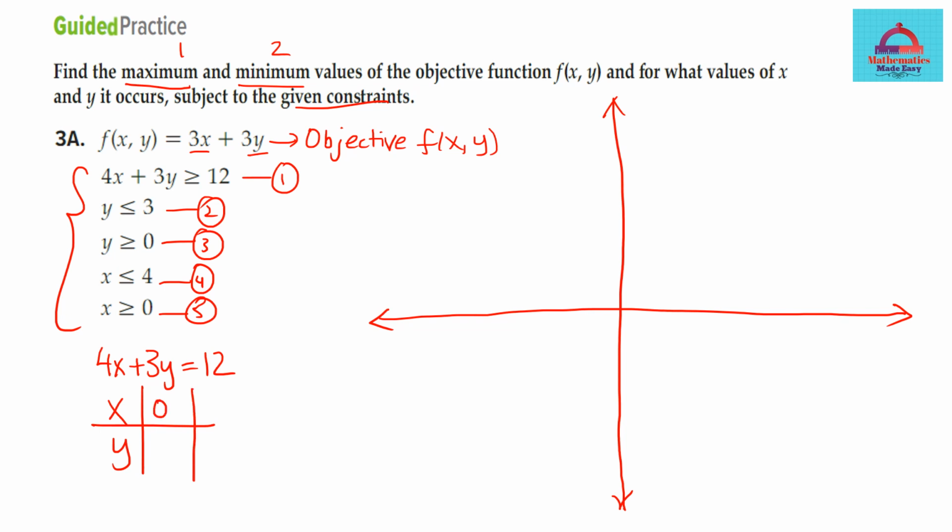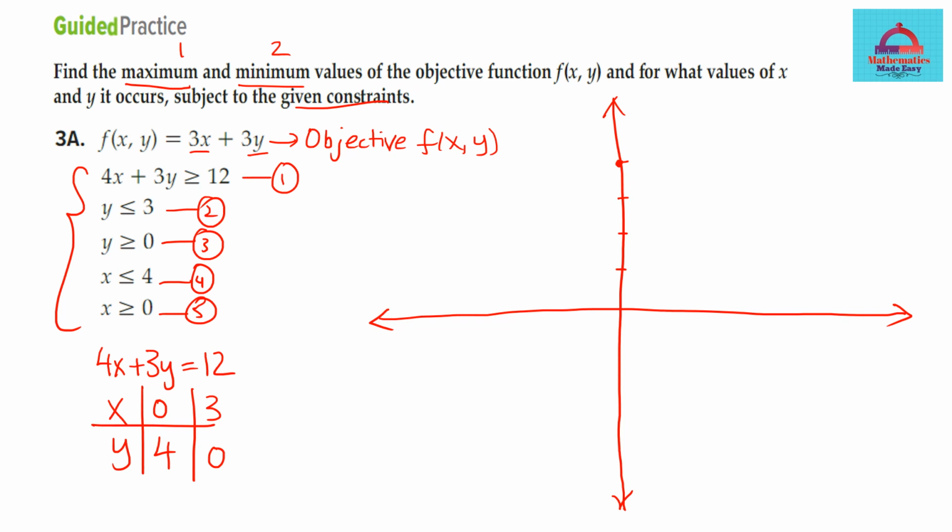When I take x as 0, 4x is 0, so 3y equals 12, or y equals 4. That's 1 point. If I take y as 0, this is 0, so x is 3. So I have got 2 points, the x and the y intercept basically. When x is 0, y is 4. So 1, 2, 3, 4, this is the point.